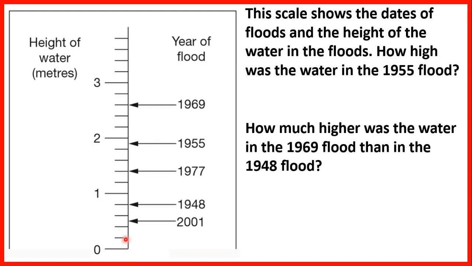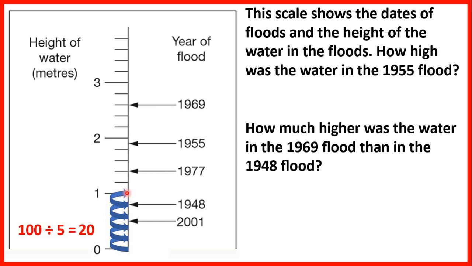But to understand this scale, we need to work out what each of these lines represents. To get from 0 to 1, we have 1, 2, 3, 4, 5 lines. So 5 lines takes us to 1 metre, and because 1 metre is 100 centimetres, we can divide 100 by 5, and that will tell us how many centimetres each line represents. 100 divided by 5 is 20, so for each line you go up, that's an extra 20 centimetres.